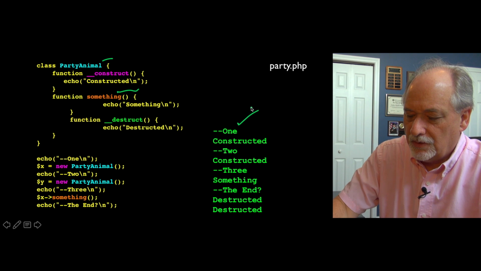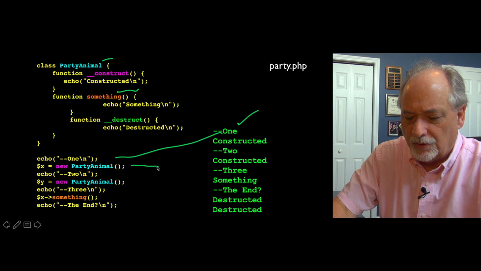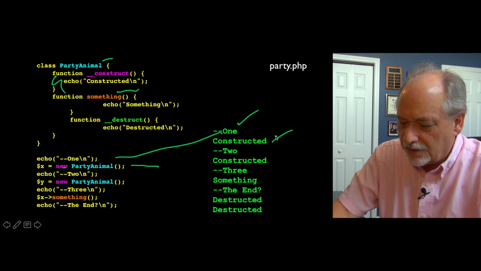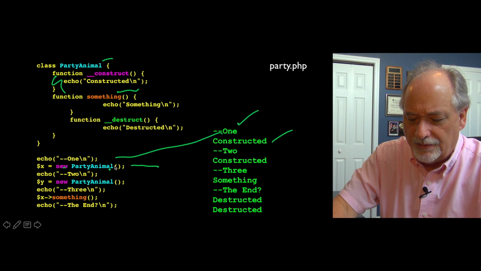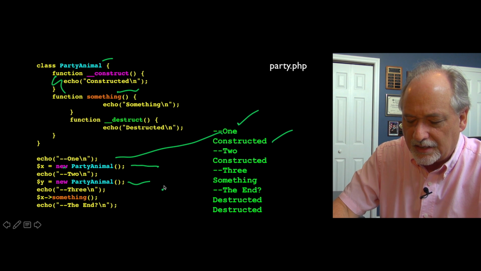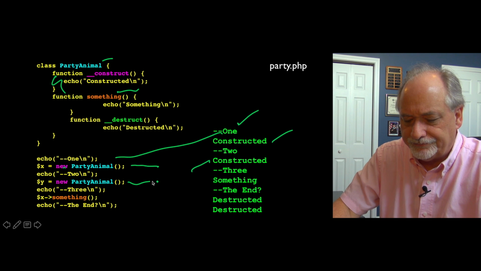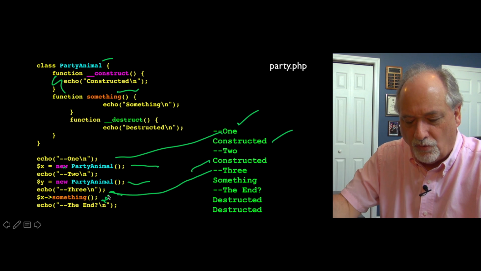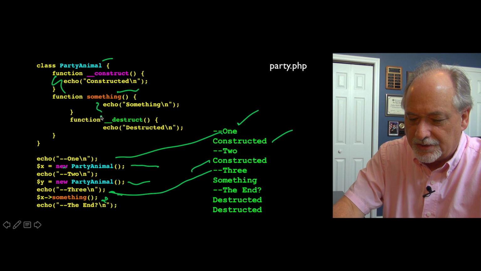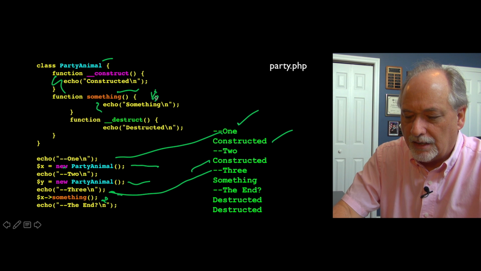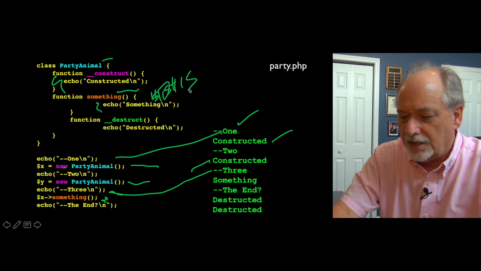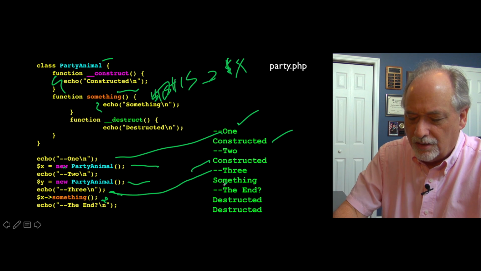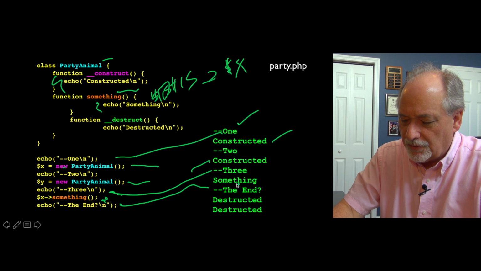Okay, so we say echo 1, and we do a construction, and the new operator causes the constructor to run, so out comes the word constructed. Then we print out 2, and then we construct the second one, which runs this constructed code again. Then we print out 3, and now we call the method. We've got two variables, $x and $y, and we call something, so it runs this little bit of code, and $this, in that case, points to $x at that point, and it prints that out, and then we're all done. This is the end of the program, and so we print out the end.